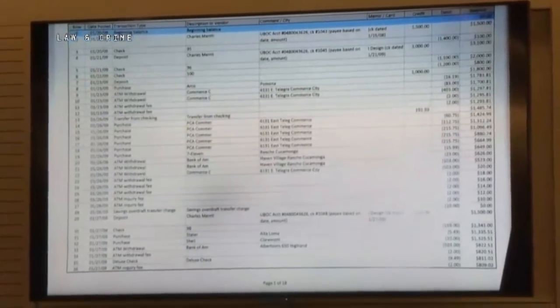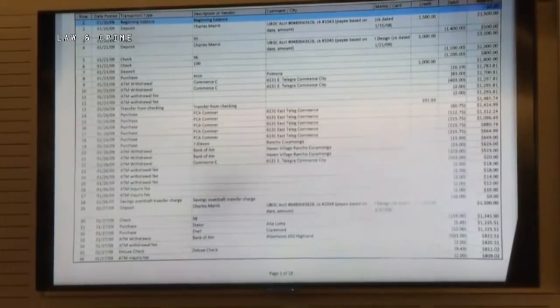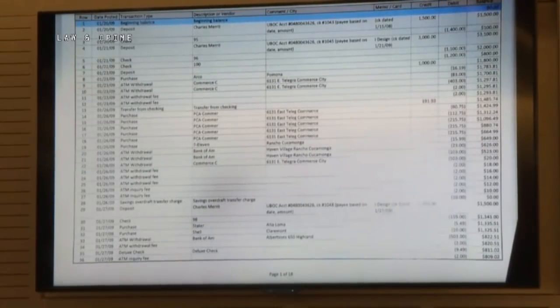Now, in the description or vendor, we see some numbers, starting with the number of 95, and then we see a 96. What do those denote? Okay, you're referring to here on line 3, number 95, and that is a check that was posted to the account on January 20th of 2009. And I don't have information about that check, so that's why there are a lot of blanks in here. But I do know that the check cleared for the amount of $1,400.